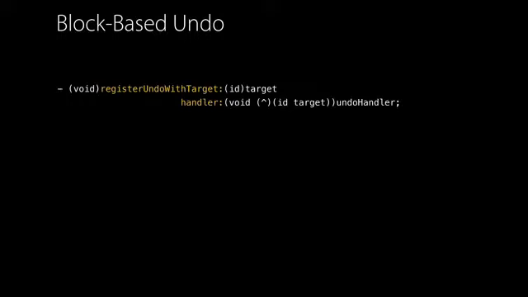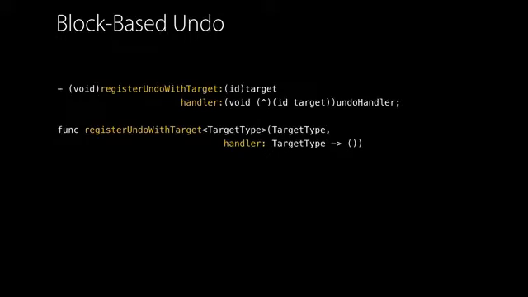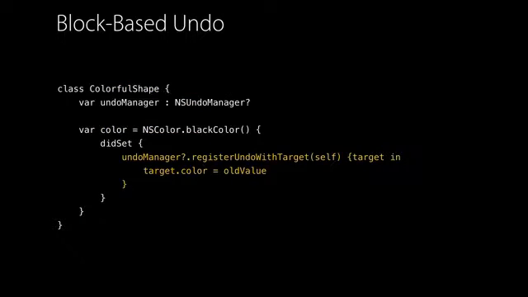We're adding block-based undo. And here's what it looks like in Objective-C, and here's what it looks like in Swift. As you'll see, there's a target argument and also a block, which is basically the code to be executed to undo the action you just did. Here's the call to register undo with target, and here's actually the code to be executed to undo the action that I might be doing.